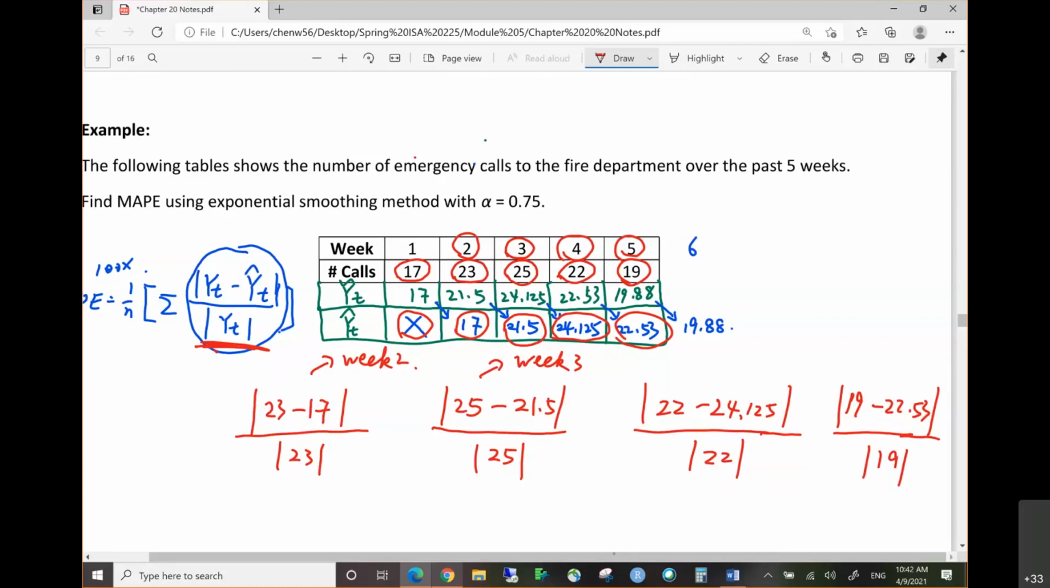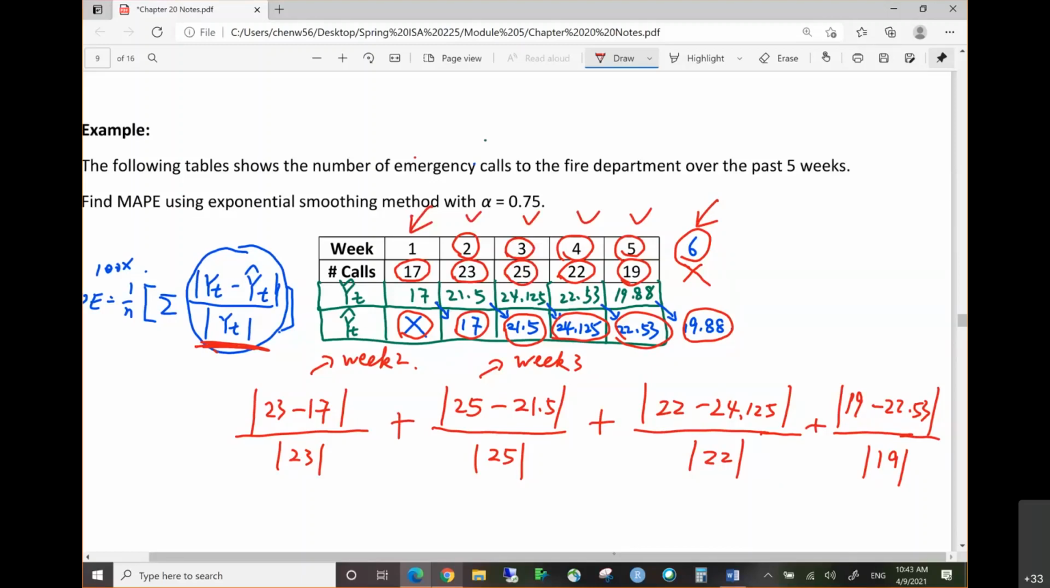Now think about week 6. Do you have this term? We have the predicted value, but we do not have the observed value. So you do not have this pair of values. That means for week 1 and week 6, you do not have this pair. You only have 2, 3, 4, 5. So how many pairs do you have? You have 1 term, 2 terms, 3 terms, and 4 terms.